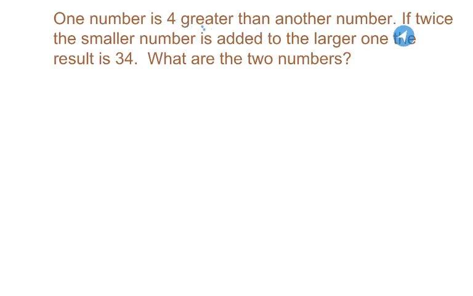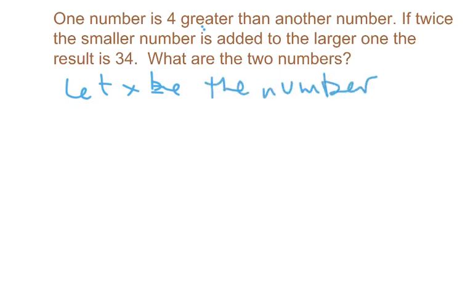One number is 4 greater than another number. If twice the smaller number is added to the larger one, the result is 34. What are the two numbers? So we let x equal the small number. Let x be, instead of saying x equals, I'm going to write x be the small number. So that means x plus 4 is the bigger number.